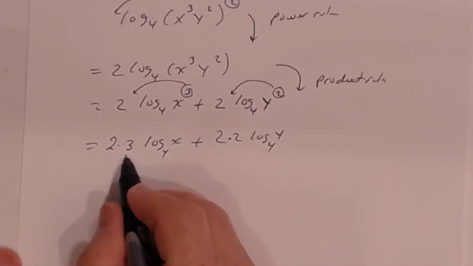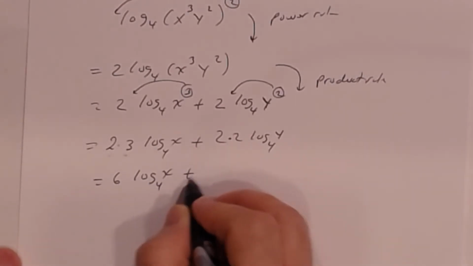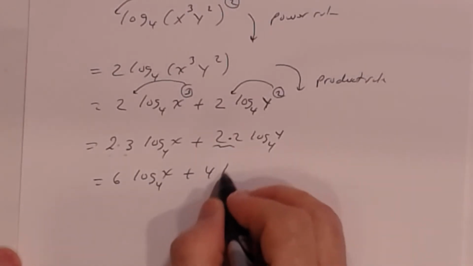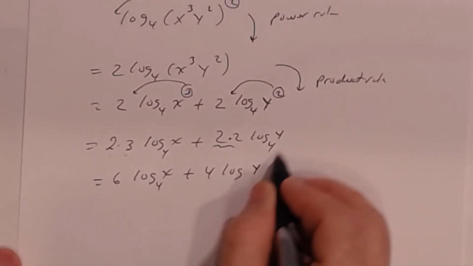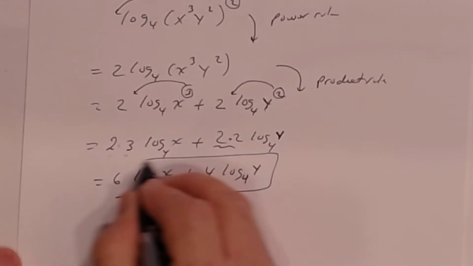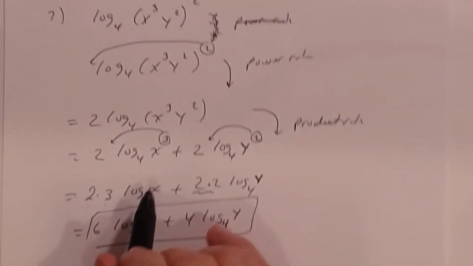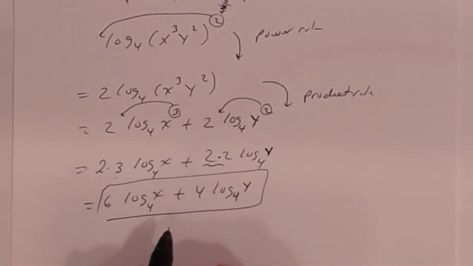Now you can simplify this. 2 times 3 is 6. You get 6 log of x base 4. Plus, and then 2 times 2 is 4. You get 4 log of y, that's a y here, base 4. And there's your answer. So you've expanded this problem into this.